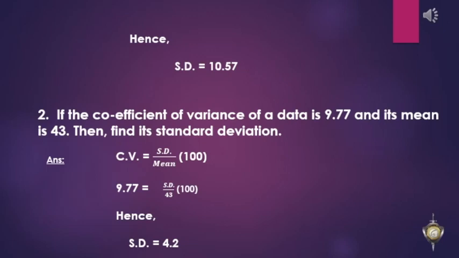Next question. If the coefficient of variance of a data is 9.77 and its mean is 43, then find its standard deviation. We know that coefficient of variance is equal to standard deviation divided by mean into 100. Substituting the values, we get 9.77 equal to standard deviation divided by 43 into 100. Solving, we get standard deviation is equal to 4.2.